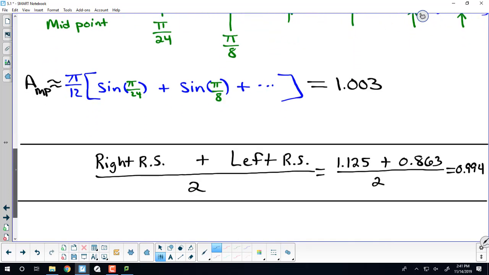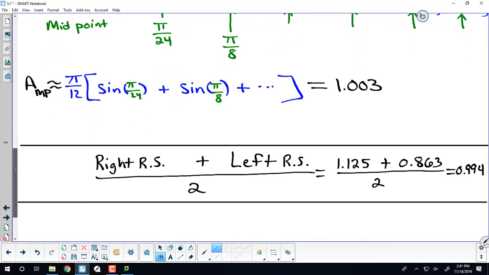What do we have down here? So yeah, the right Riemann sum plus the left Riemann sum divided by 2 is not quite the midpoint Riemann sum. The right plus the left over 2 is 0.994, but the midpoint was 1.003.